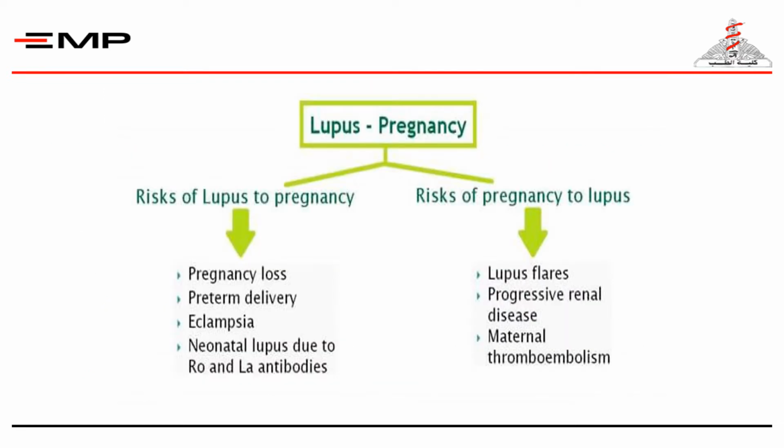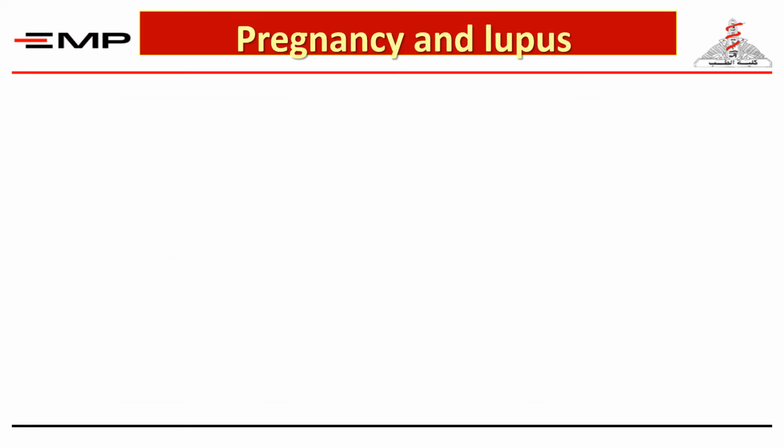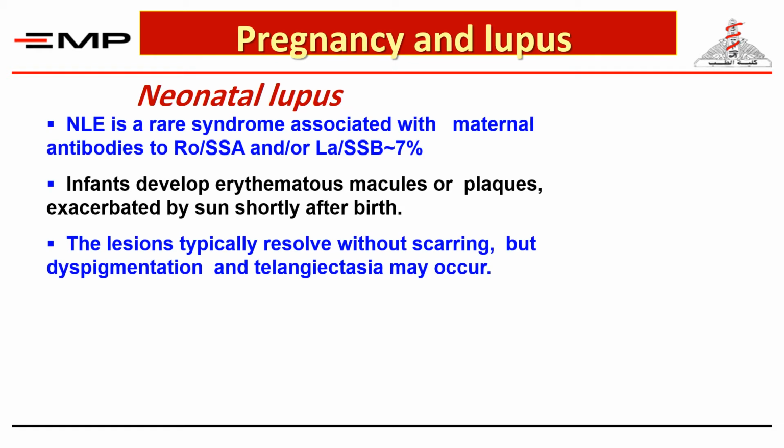So, lupus and pregnancy are enemies. Lupus can be a risk factor to pregnancy because of pregnancy losses, preterm delivery, eclampsia, preeclampsia, and neonatal lupus due to anti-Ro antibodies. And there is also a risk of pregnancy to lupus, causing lupus flare, progressive renal disease, and maternal thromboembolism. Pregnancy and lupus may end in neonatal lupus.